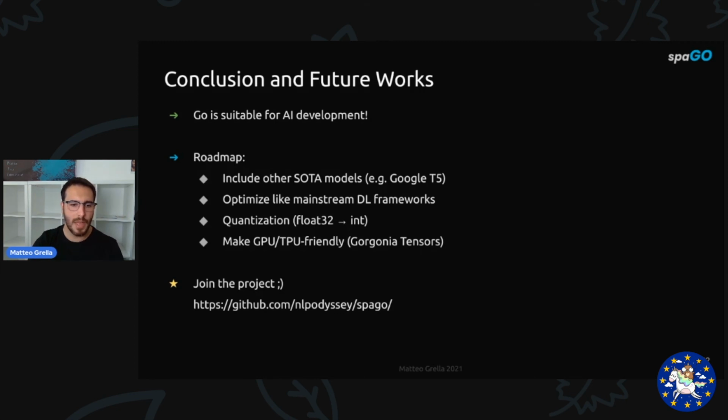In terms of roadmap, we want to include new state-of-the-art models. We will try to optimize like mainstream frameworks such as PyTorch or TensorFlow. We are working on quantization, to dramatically optimize the speed of the models. We are trying to move certain models from float32 to integer computations. And of course, merge with the other amazing project in Go, which is called Gorgonia. We are trying to merge our two projects to make spaGO GPU and TPU friendly.